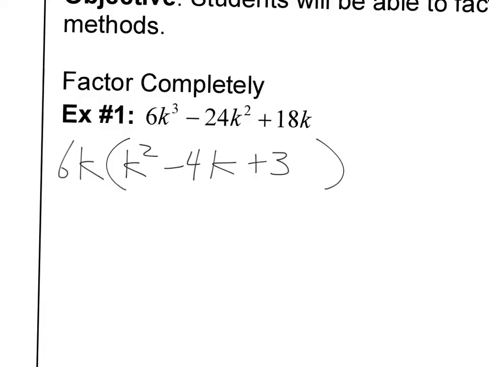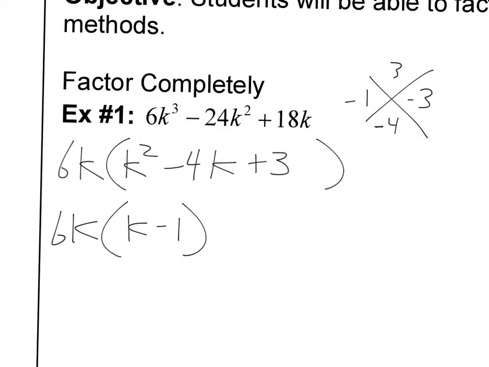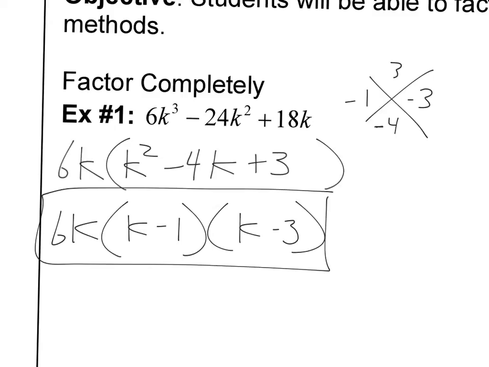So leaving the 6k out here, we're going to go ahead and just factor this guy. I need something that multiplies up to 3 and adds up to negative 4. We could do the x if we want, 3, negative 4. Two things that multiply up to 3 are 1 and 3. But we need it to add up to negative 4, so how about negative 1 and negative 3? Still multiply up to positive 3. So we could write this as k minus 1 and k minus 3. And now we've factored this thing completely.